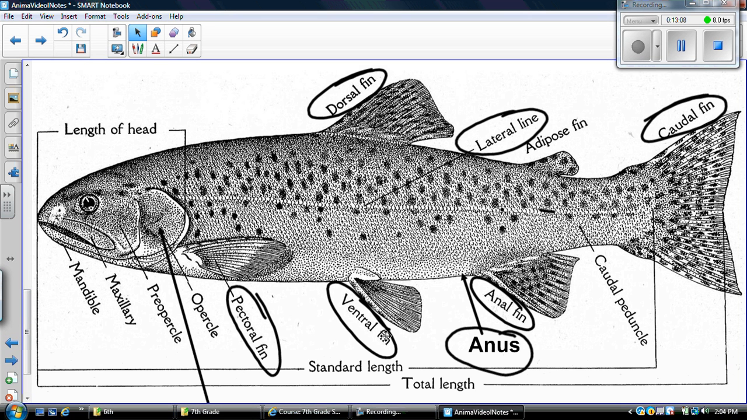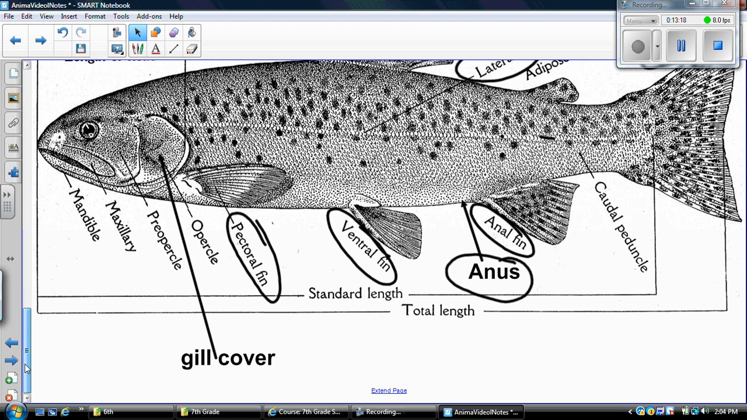They have a dorsal fin, ventral fin, anal fin, caudal fin that helps them move, pectoral fin. And that's where their gills are located. They have a gill cover.